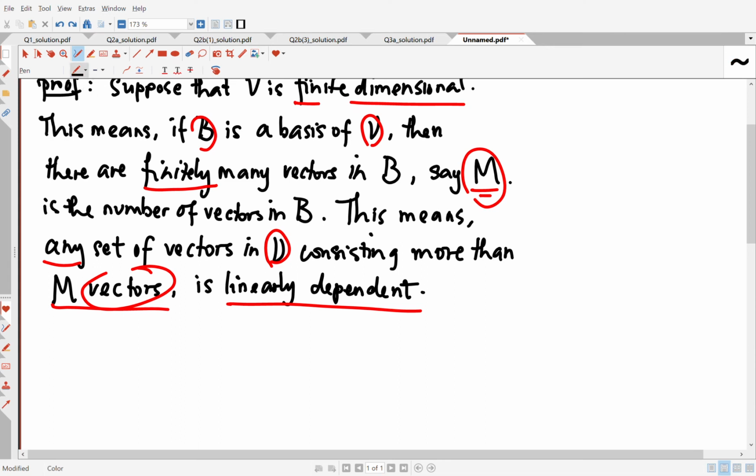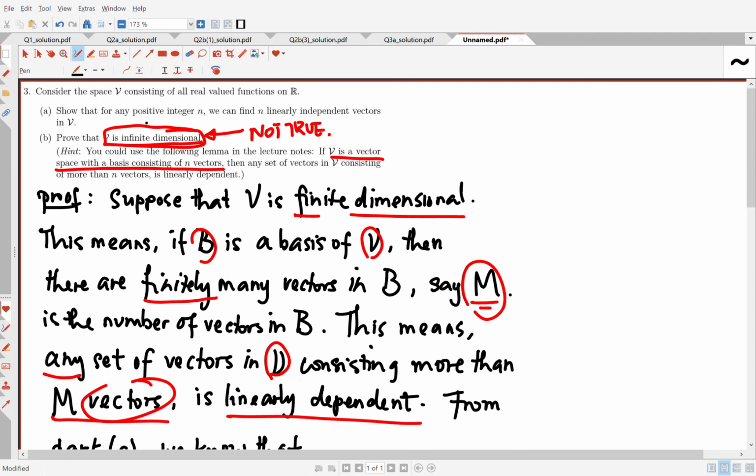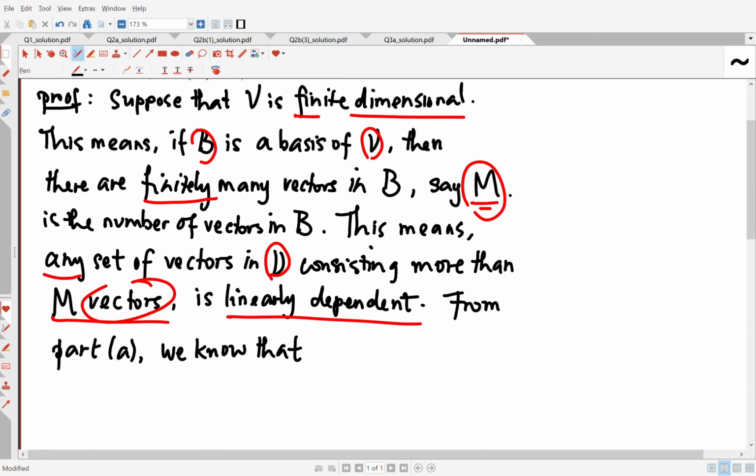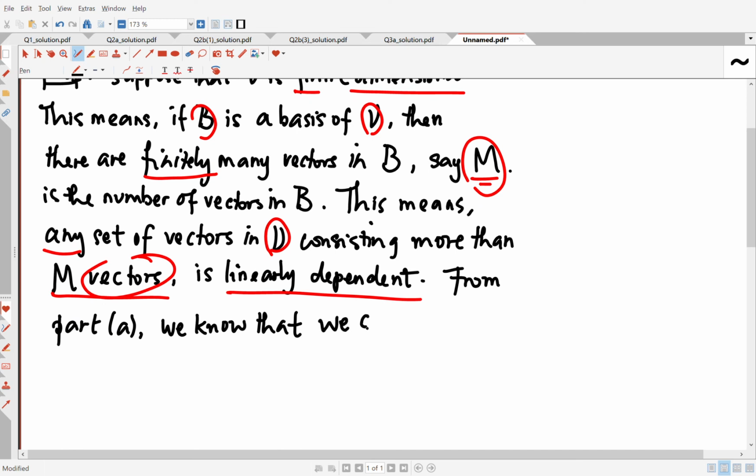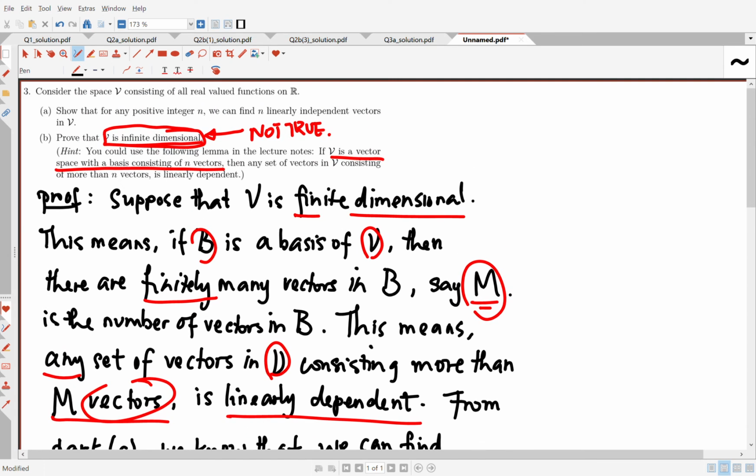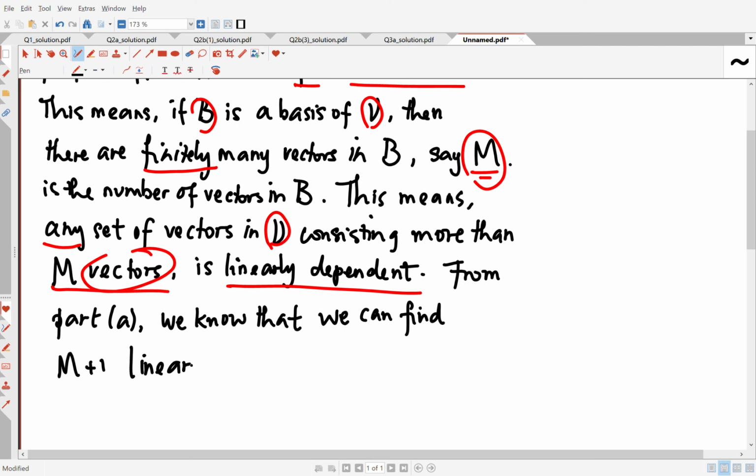From part A, we know that for any positive integer n, we can always find n linearly independent vectors in V. So if the integer is m plus 1, we can also find m plus 1 linearly independent vectors in V.